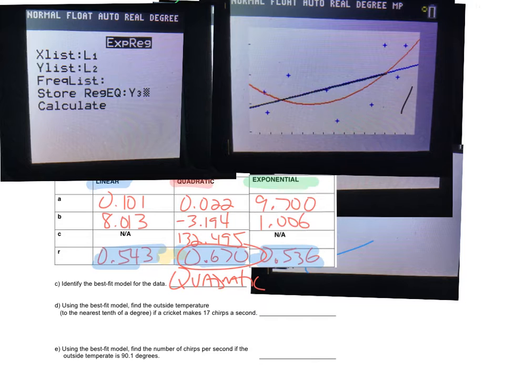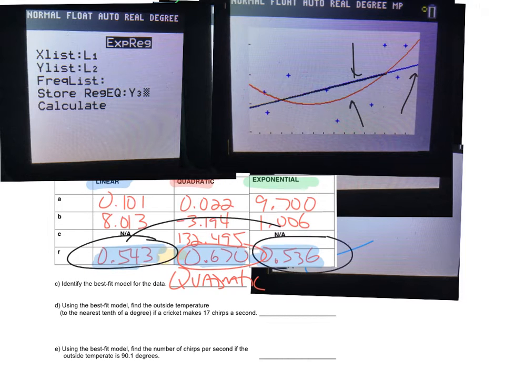The line of best fit, the blue one, the parabola of best fit, and then I froze it midway so you can see this black line going across. That's the exponential model. You see how the linear and the exponential have pretty similar R values, so that's why they're almost on top of each other as far as the graph goes. But we want to use the best fit model, which is the quadratic model, to answer these questions.